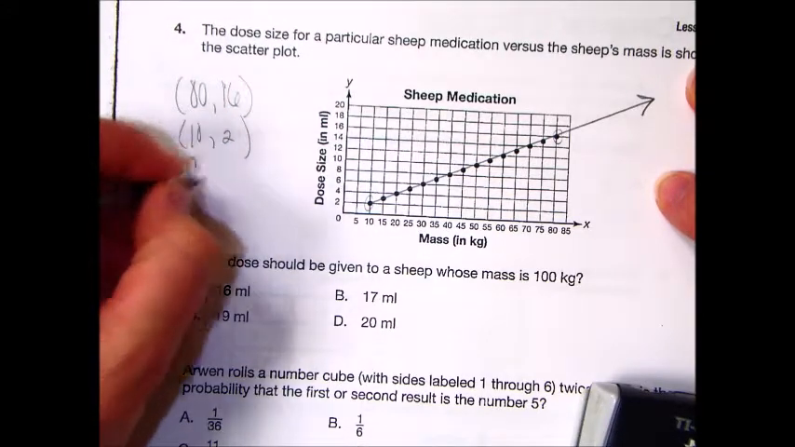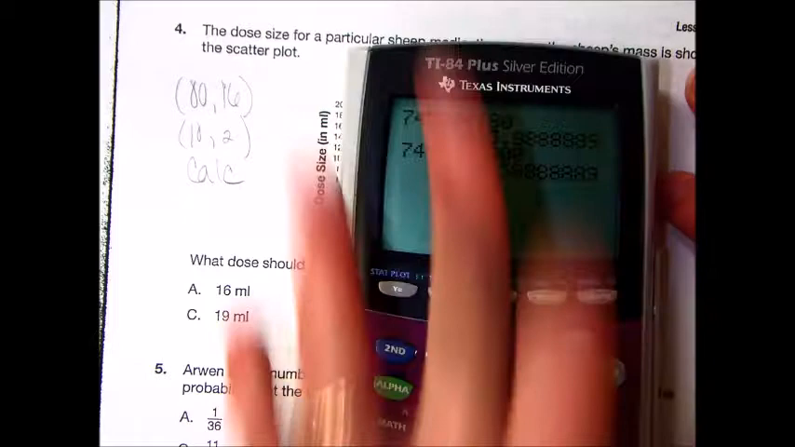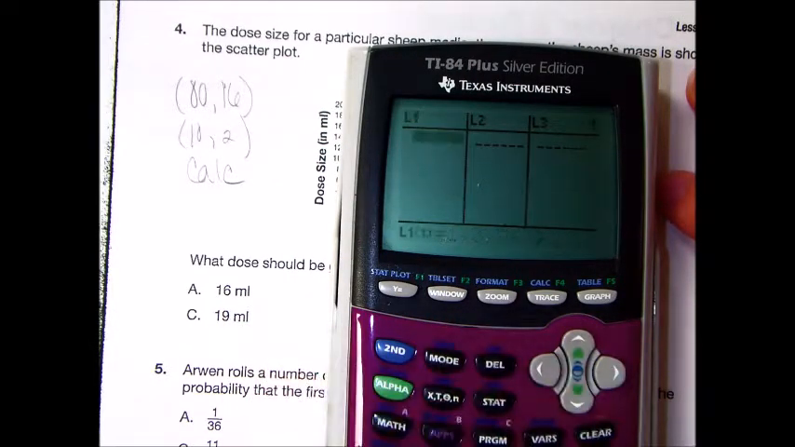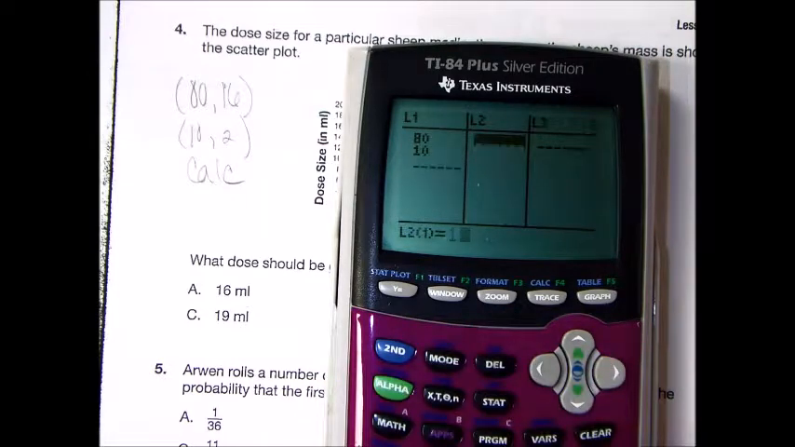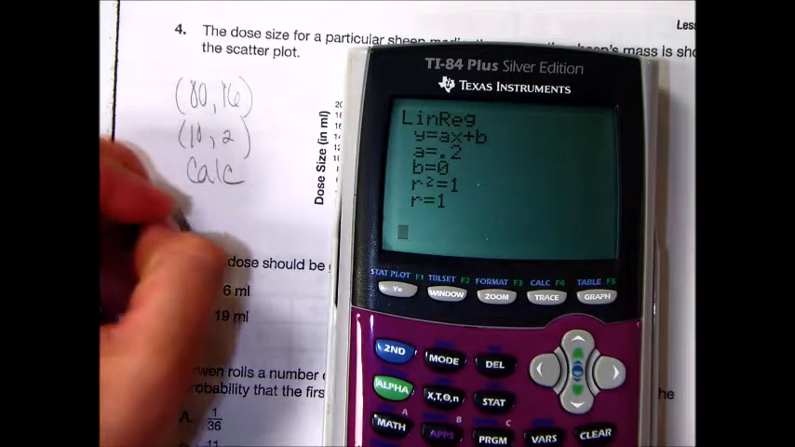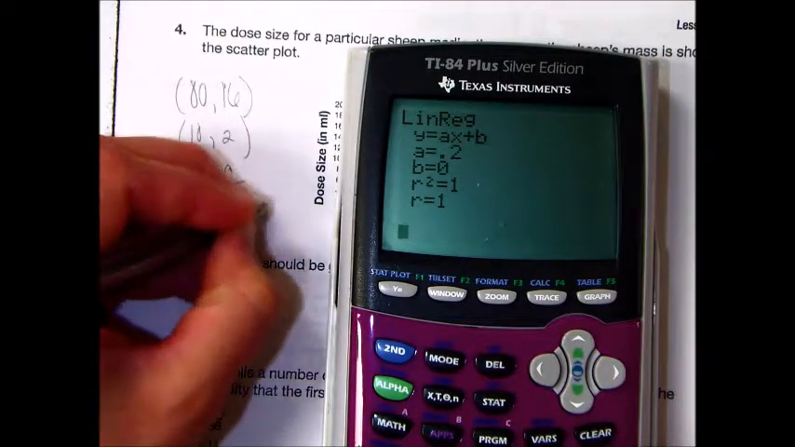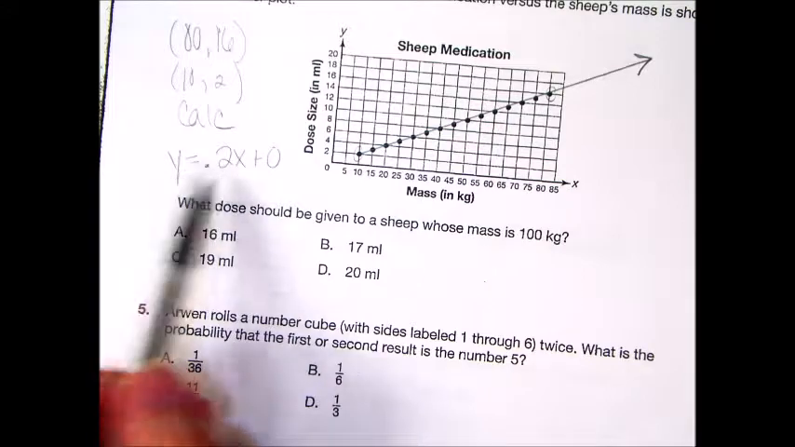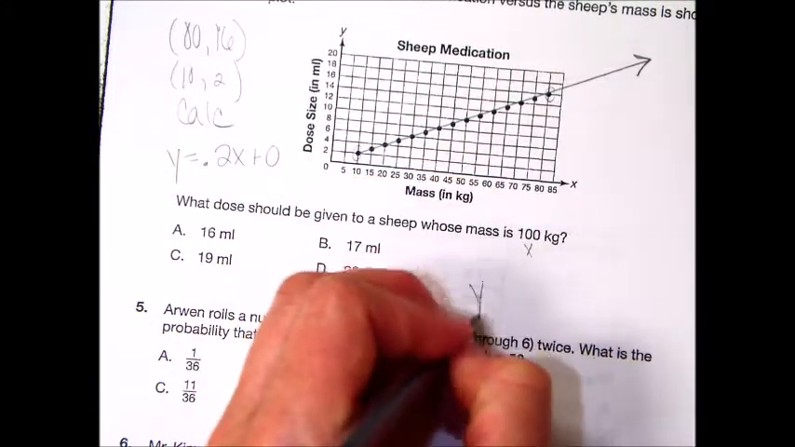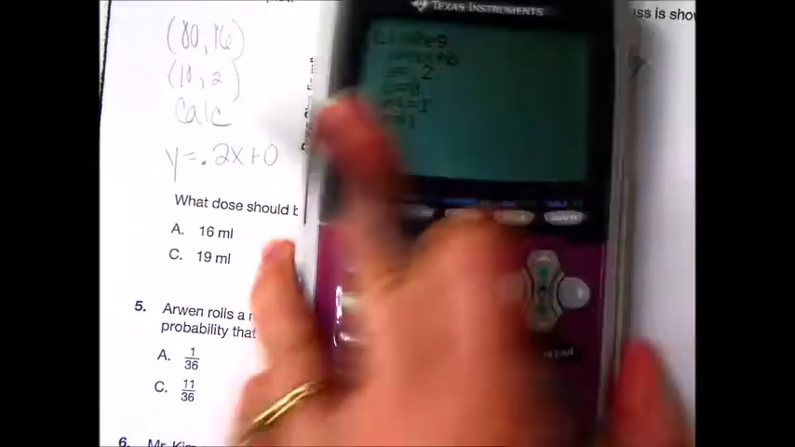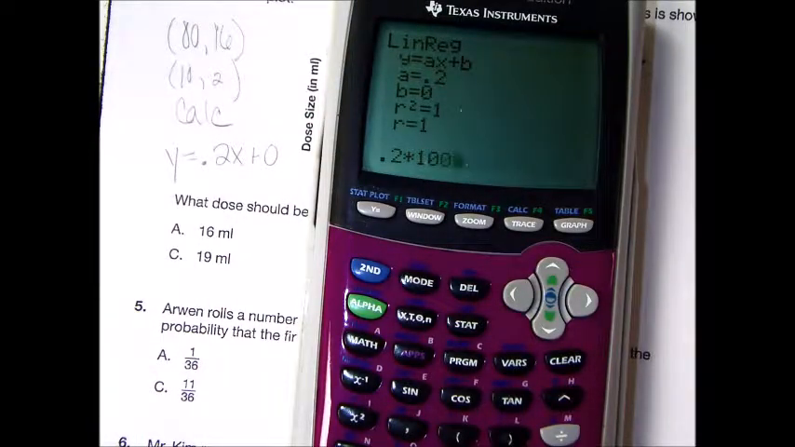Use your calculator. Anytime you can get 2 points, you may as well just use the calculator because it's going to do it right. So we'll clear out anything we see. Do 80 and 10, 16 and 2. And there's our equation. So it's y equals 0.2x plus 0. Okay. So it says what dose should be given to a sheep that's 100 kilograms. Well, that's an x value. So I'm just going to do y equals 0.2 times 100 plus 0, but we don't need to do that, is 20.